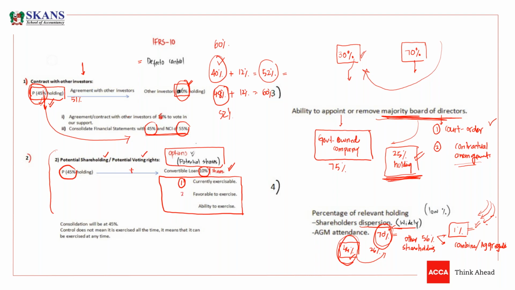So favorable to exercise means when we have a convertible loan, we have 2 options. The first option is that we can get our cash back. We can call our cash back. We can ask for cash, that is, return our cash. So the first option is cash. And the other option is that you can convert into shares.